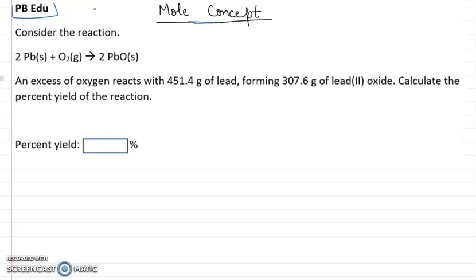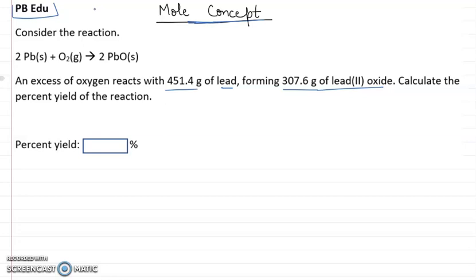So today we have a question related to mole concept. The question says: consider the reaction 2Pb (solid) plus O2 (gas) gives 2PbO (solid). An excess of oxygen reacts with 451.4 gram of lead, forming 307.6 gram of lead oxide. Calculate the percent yield of the reaction.